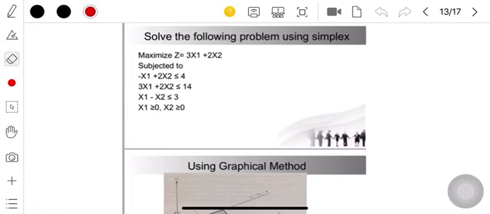Now moving to the simplex method. So what is the simplex method and how does it work? The simplex method is an analytical method which needs to be discussed.